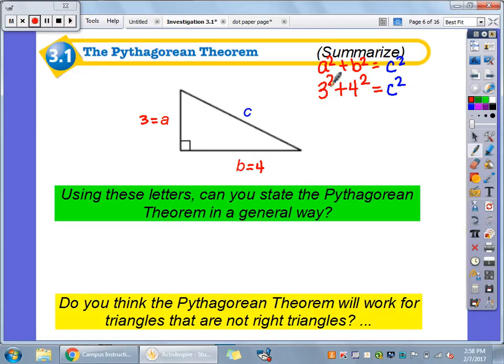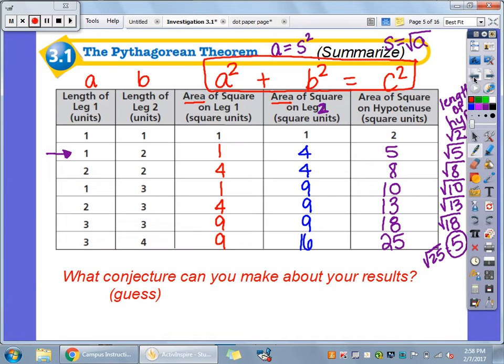Okay? So remember that 3 squared is not 3 times 2. Remember that 3 squared is 3 times itself. So 3 times 3 is 9, 4 times 4 is 16, and again over here we're still going to have c squared. Okay? So now what we're going to do is add these two together, just like we did with the chart back here.